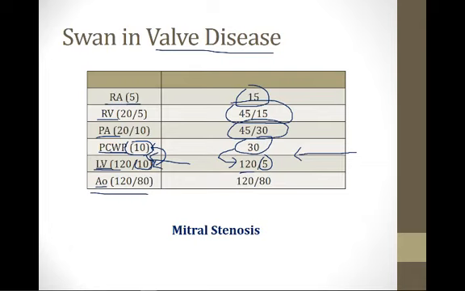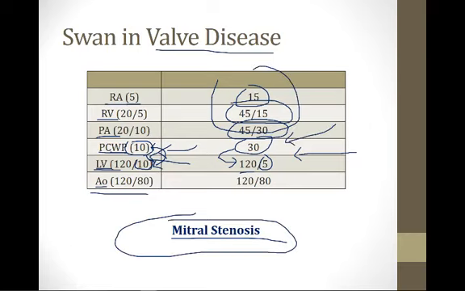That means there's some obstruction of flow between the left atrium and the left ventricle in diastole, and the only valvular condition that causes that is mitral stenosis. And then once the pulmonary wedge pressure rises, all the pressures back up behind that level of the heart. So we see high pressures in the pulmonary artery, the RV, and the RA. This is all backup of blood behind the left atrium, which is filled with blood because of mitral stenosis.